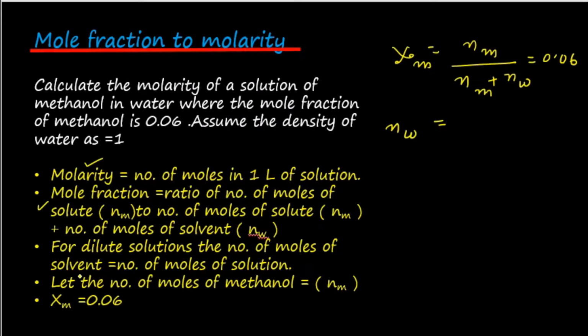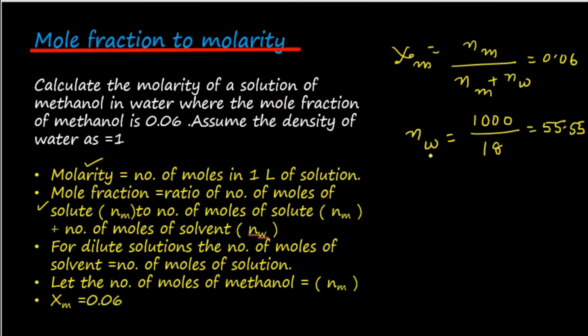We have said that number of moles of solvent is equal to number of moles of solution. There is 1 liter of solution. So 1 liter of solvent, that is equal to 1000 into 1, that is density equal to 1000 grams, which is divided by 18 gives number of moles, because 18 is the molar mass of water, equal to 55.55.